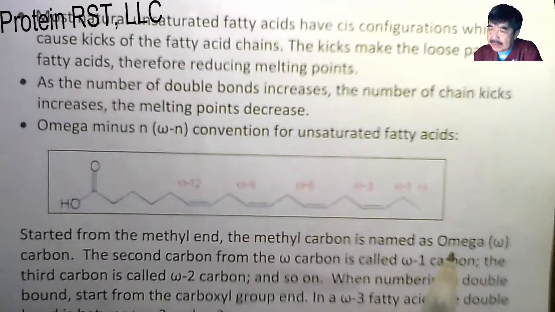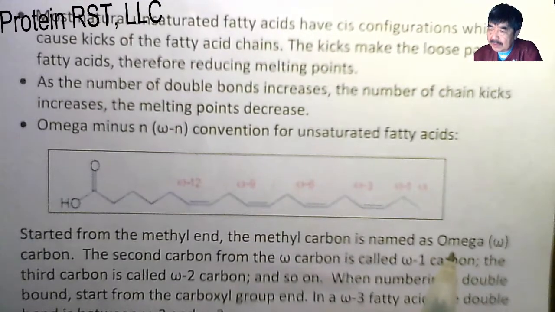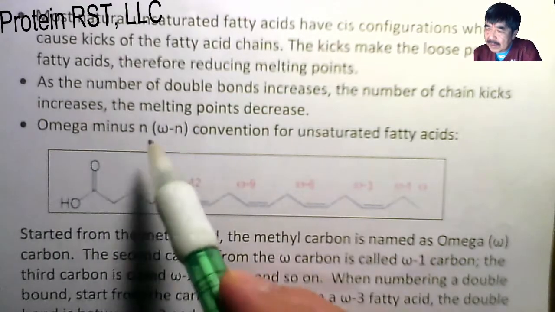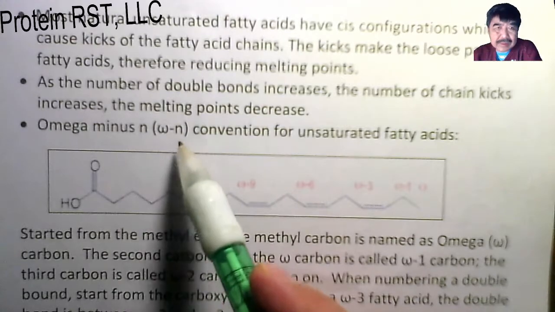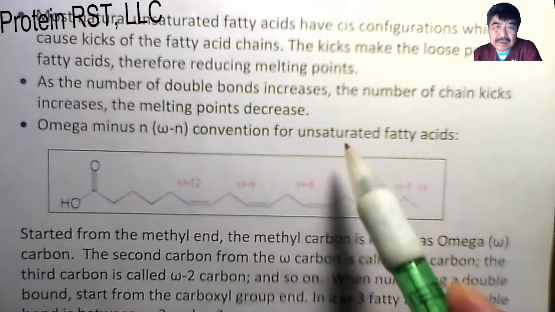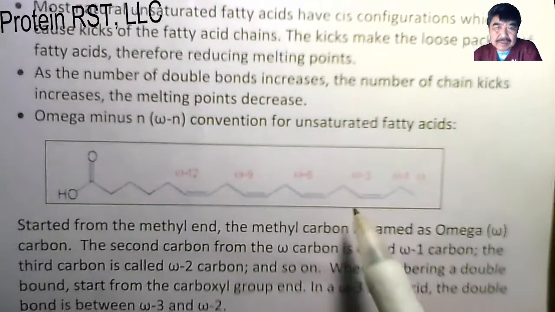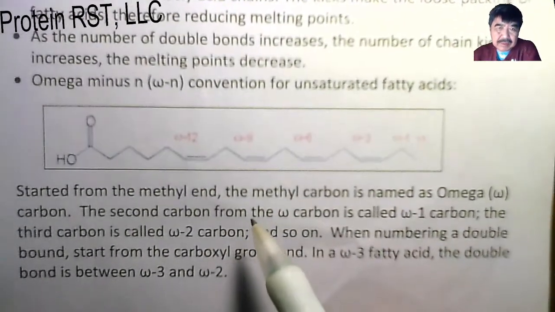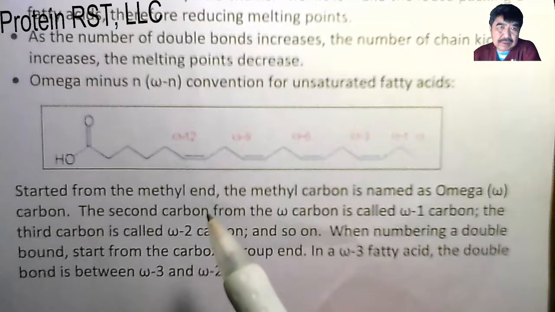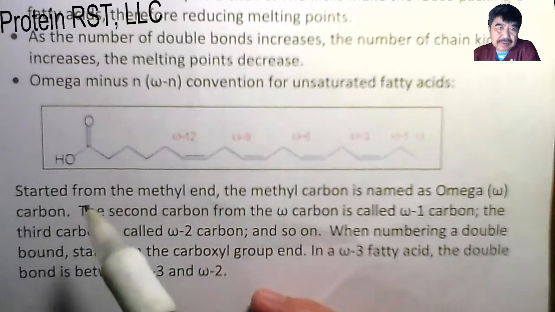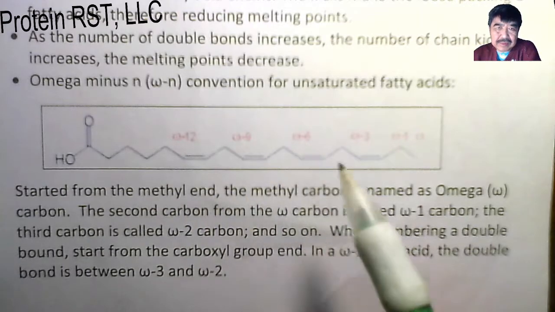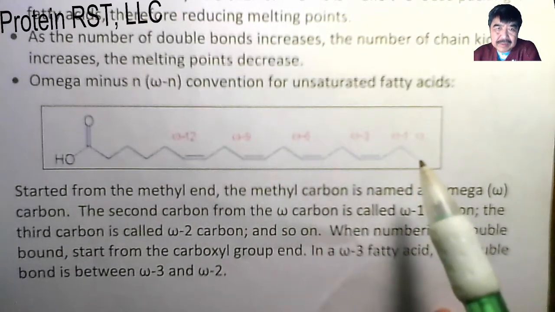The last thing we talk about here is called the omega minus n convention for unsaturated fatty acids. We have one example here. Let's take a look at how this convention is defined. Start from the methyl end. In this example, the methyl end is here.